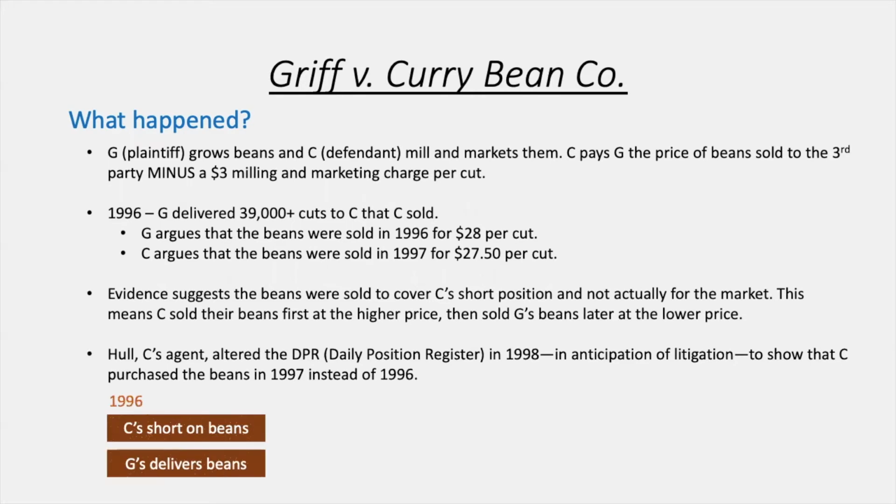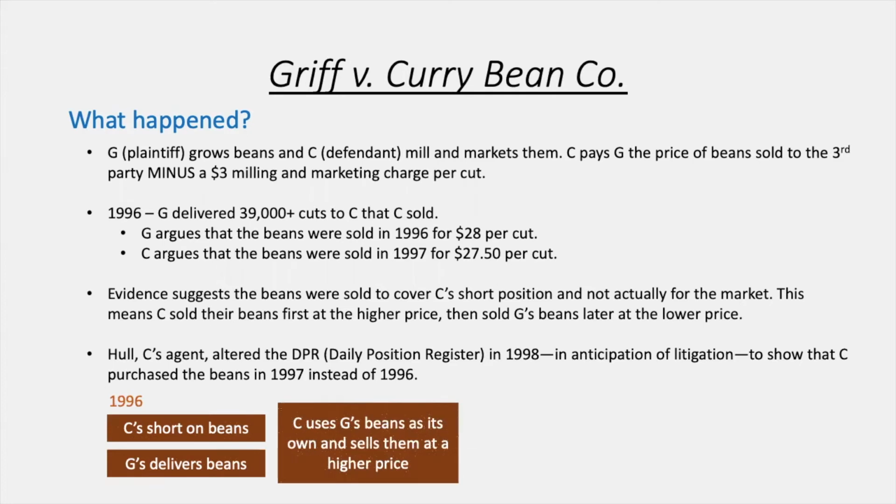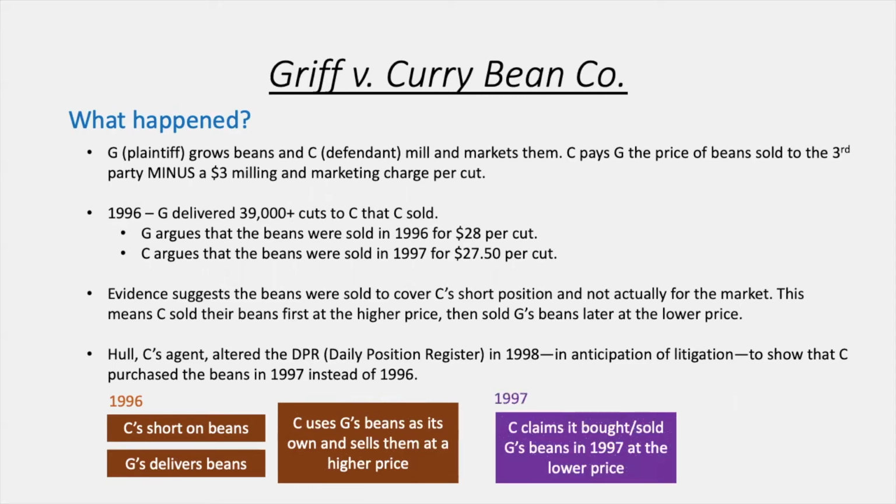What does that mean? Well, in 1996, C is short on beans and G is delivering these beans, right? So C's inventory is short. So C uses G's beans that were delivered as its own and sells them at a higher price to take a higher profit. Then C claims in 1997 that that's when it actually bought G's beans at a lower price to cover its shortage of beans, not in 1996. It claims it used its own beans in 1996. And then later in 1998, it altered its daily position register to match this claim.